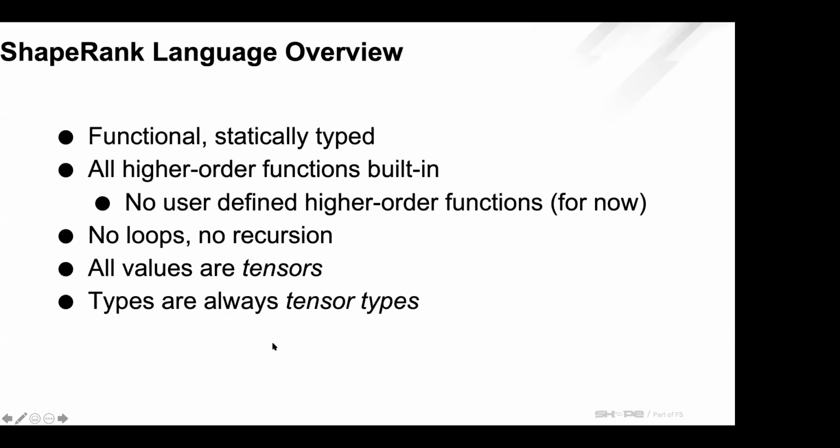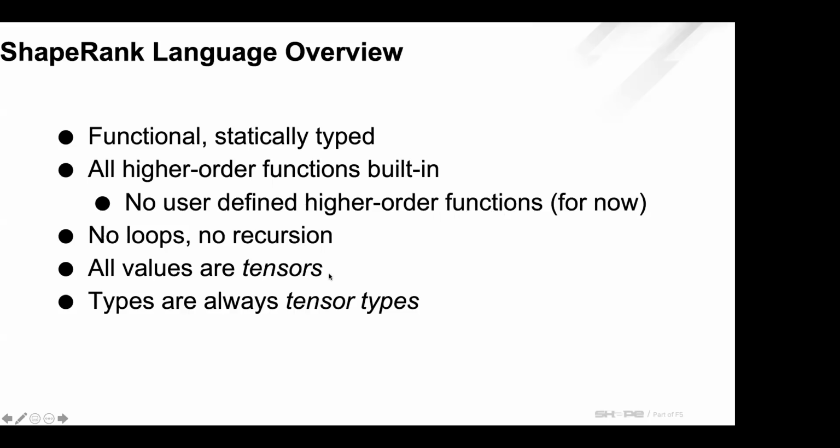So, a quick overview of ShapeRank. It's a functional, statically typed language, and like APL, all the higher order functions are built in. We're at this point not allowing user-defined higher order functions. We should be able to extend it to that, but we're keeping things as minimalist as we can. By the same token, obviously there are no loops, but there's also no recursion. It's just going to be based on the input data and the shape of that data.